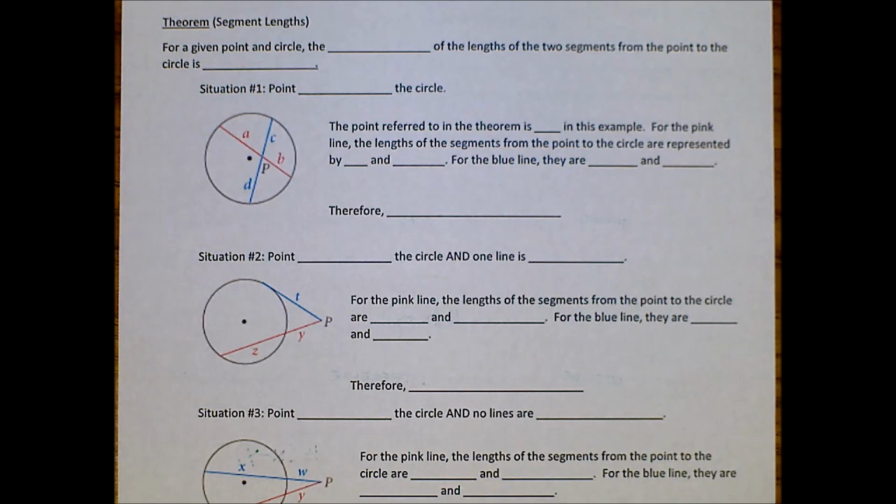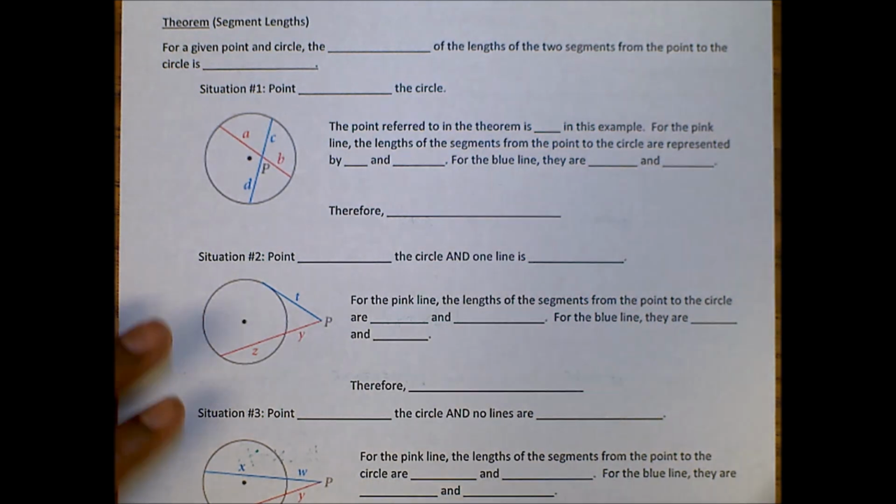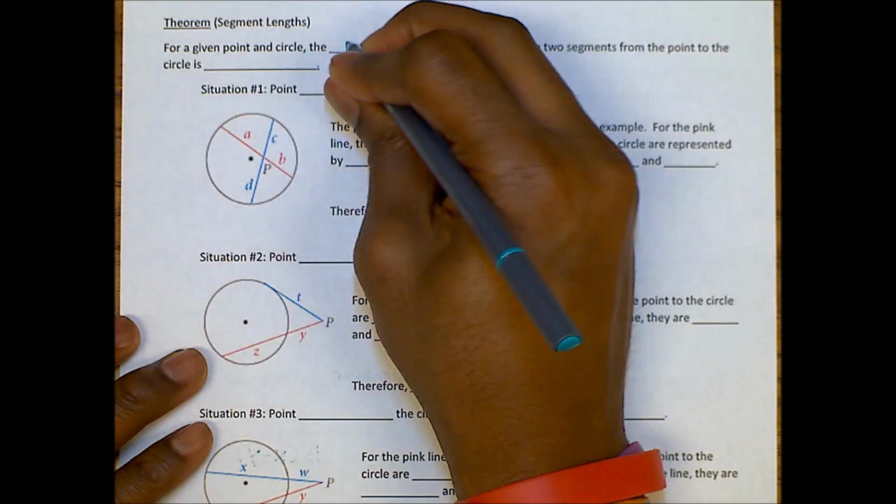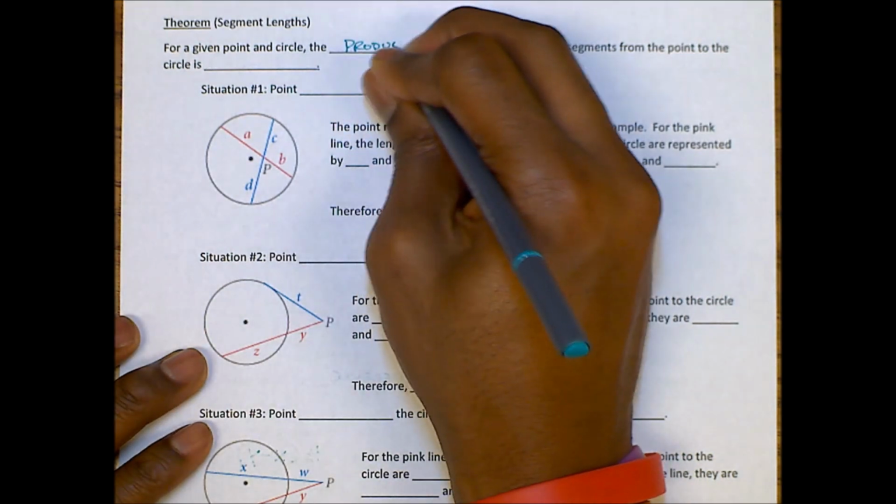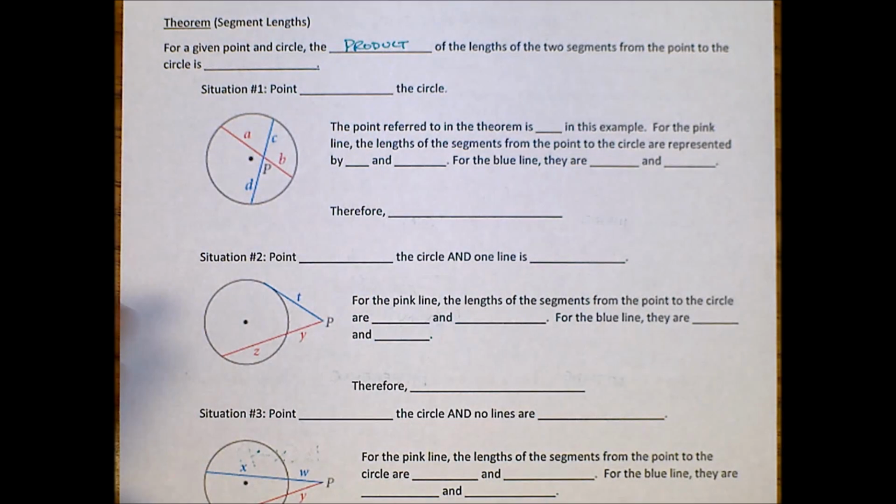On to the next side, where we talk about segment lengths. A theorem that shows itself in a few different ways, and it goes like this. For a given point and circle, the product of the lengths of the two segments from the point to the circle is constant.